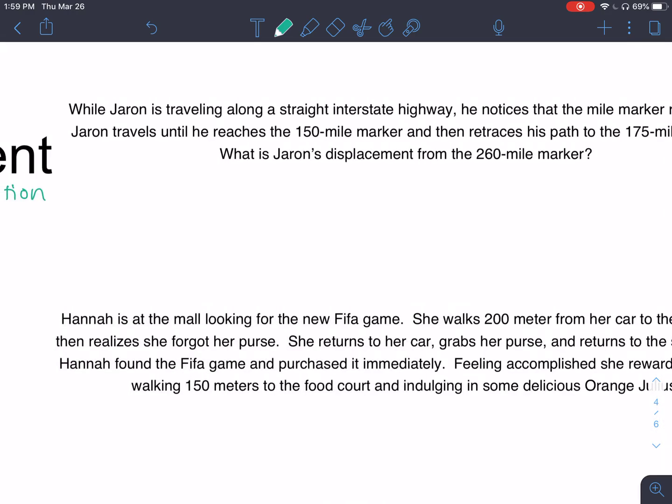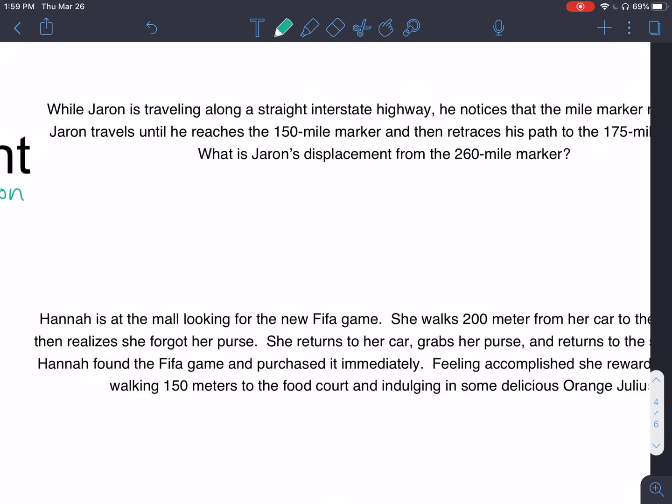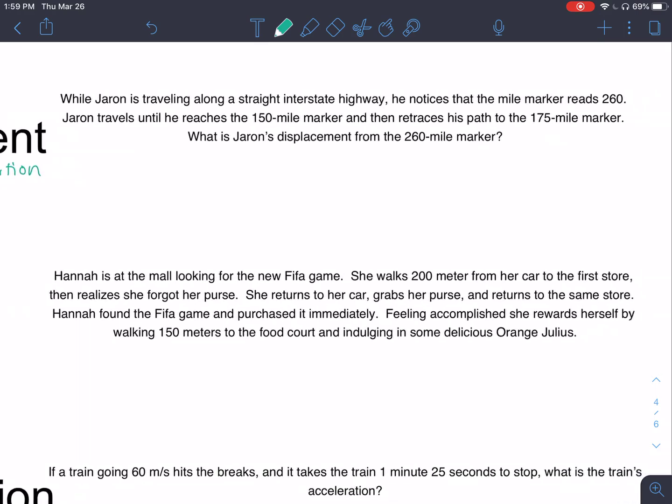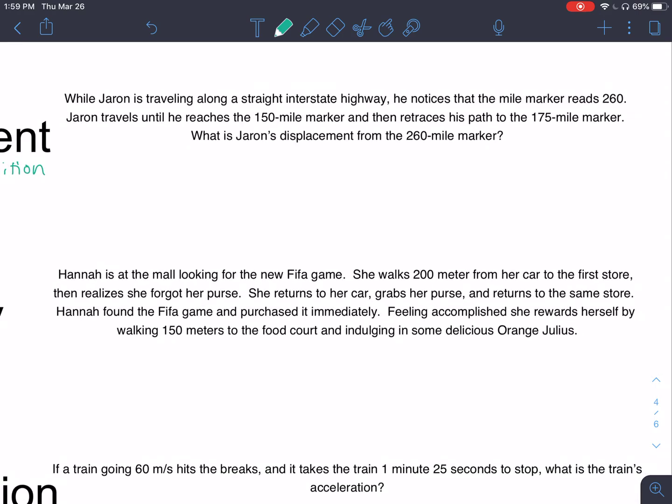While Jaron is traveling along a straight interstate highway, he notices that the mile marker reads 260. Jaron travels until he reaches the 150 mile marker and then retraces his path to the 175 mile marker. What is Jaron's displacement from the 260 mile marker?